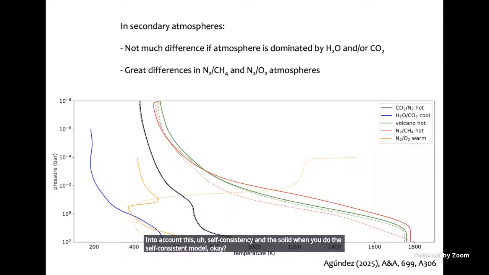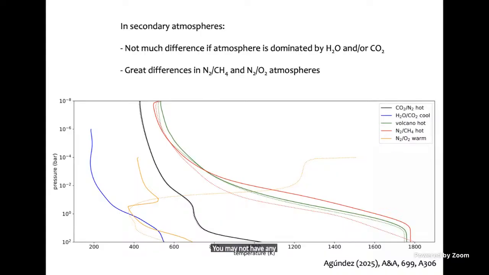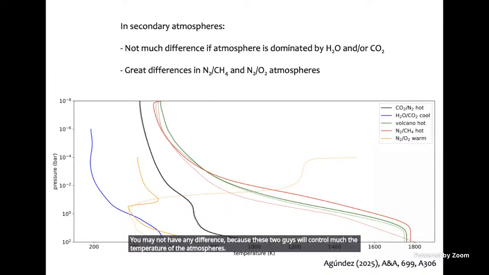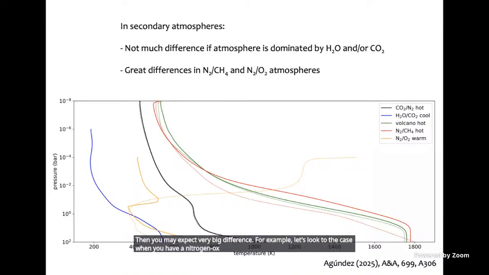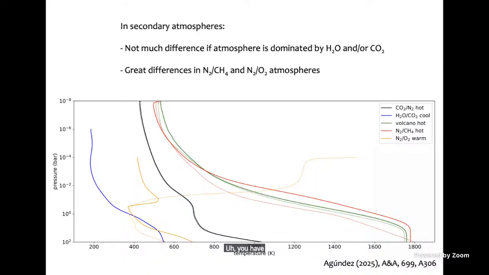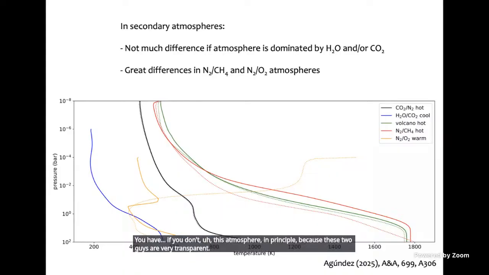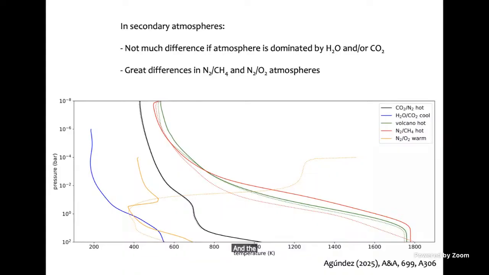And basically, the message from this is that when you have water or CO2 in your secondary atmosphere, you may not have any difference, because these two will largely control the temperature of the atmospheres. While in those cases in which water or CO2 are not very important in the atmospheres, then you may expect very big differences. For example, let's look at the case of a nitrogen-oxygen atmosphere. If you don't include chemistry, in principle, because these two are very transparent, the temperatures will be super high in the upper layers.